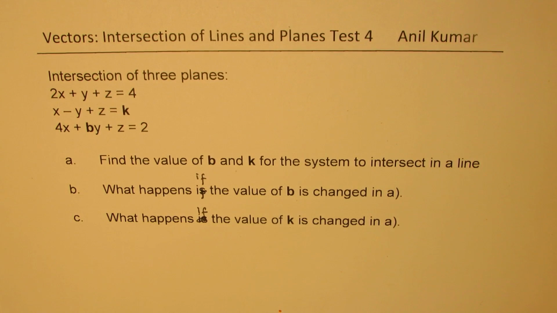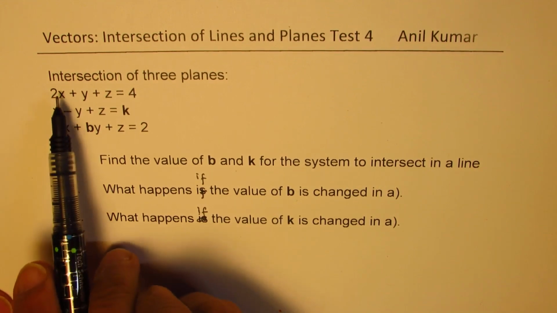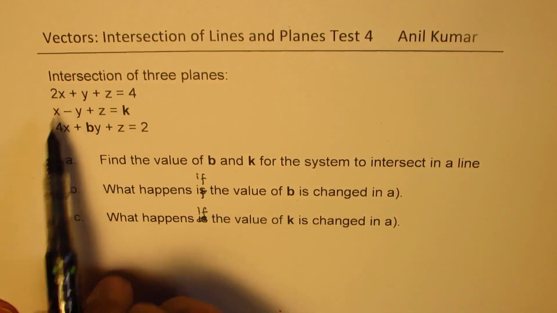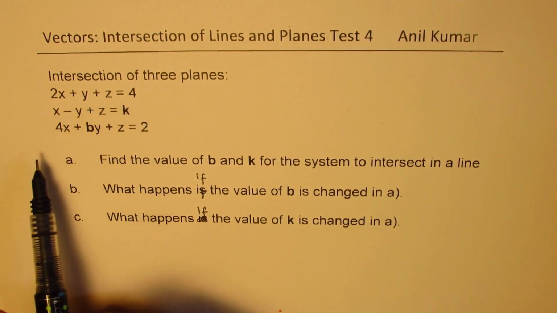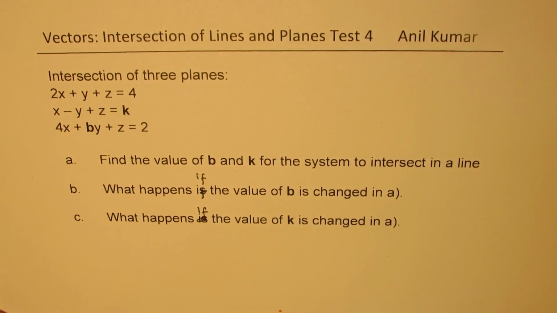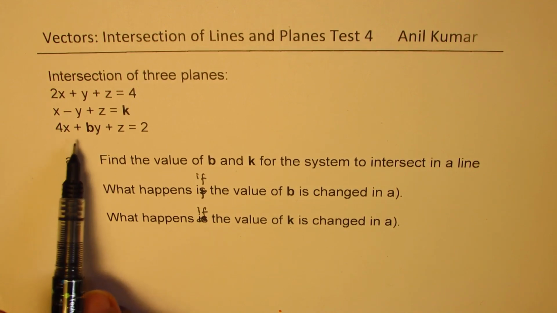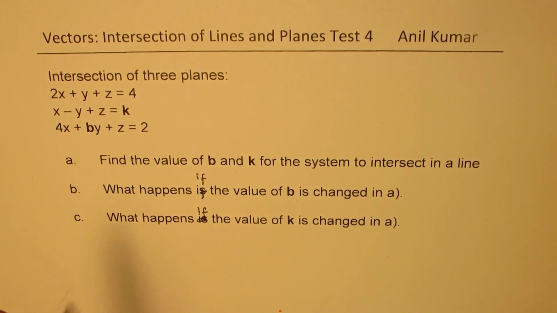Here is another very interesting example based on intersection of three planes. So we are considering intersection of three planes whose equation is given here. 2x plus y plus z equals 4, x minus y plus z equals k, 4x plus by plus z equals 2. We have three parts to this question.